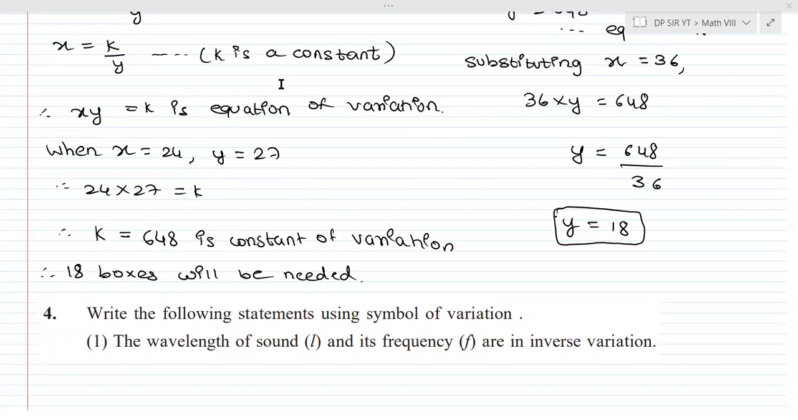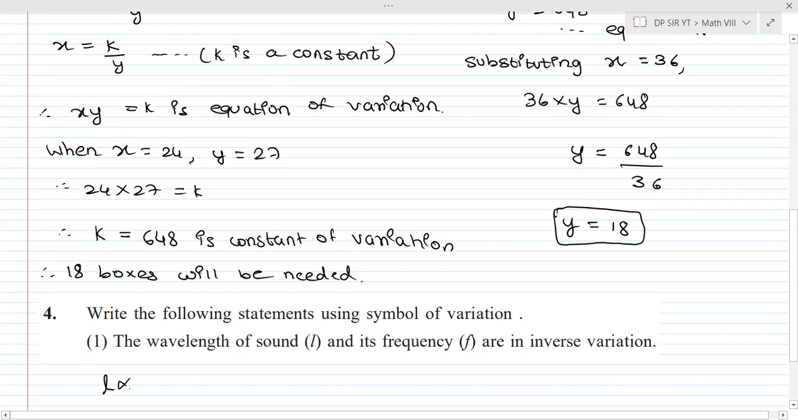Okay, so shall I start with the next question? I hope that next question is visible to you all on the screen, isn't it? And what is that? Write the following statement using symbol of variation. So what is the first part of the question? That the wavelength of sound denoted by L and its frequency F are in inverse variation.